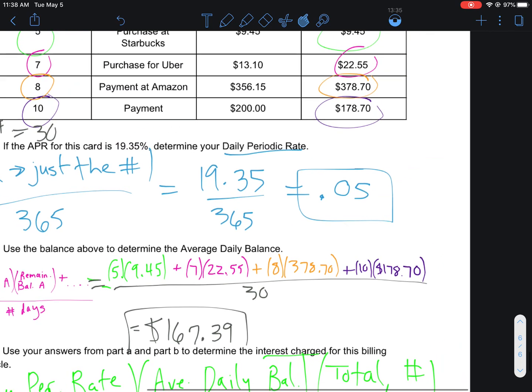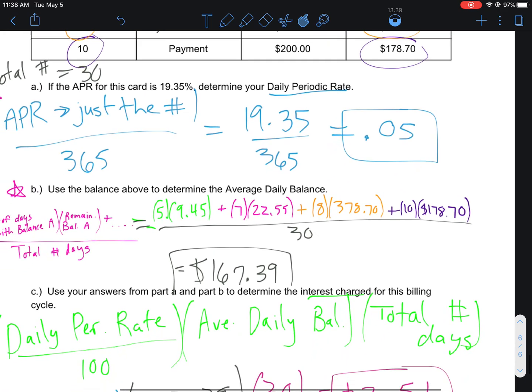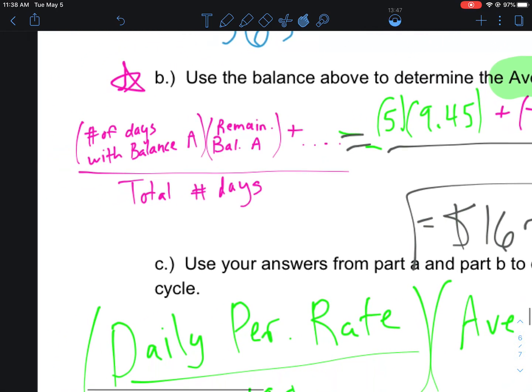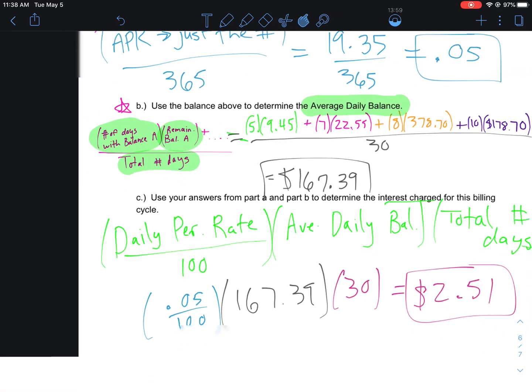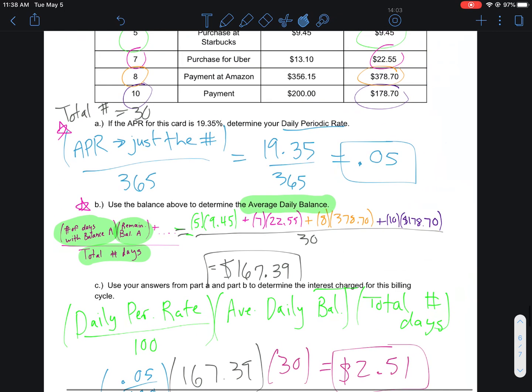Now, the next thing they do, because again, it wouldn't be fair for them to just pick one random day and multiply that interest amount by that balance, they determine something called your average daily balance. So this is like a weighted average. You basically are going to multiply the number of days you had a particular balance times the amount of balance or money you had that day, and you do that for each different one and divide by the total number of days in that billing cycle.